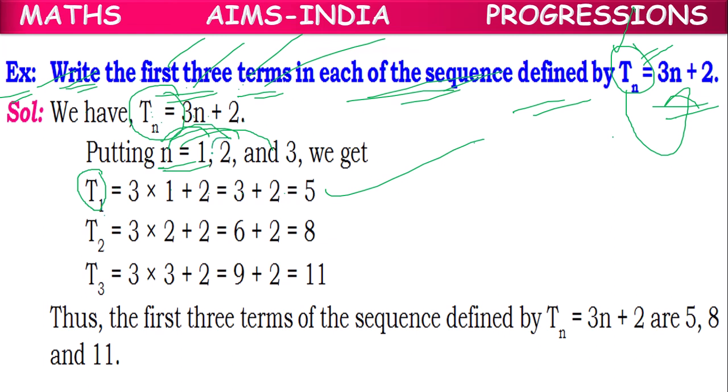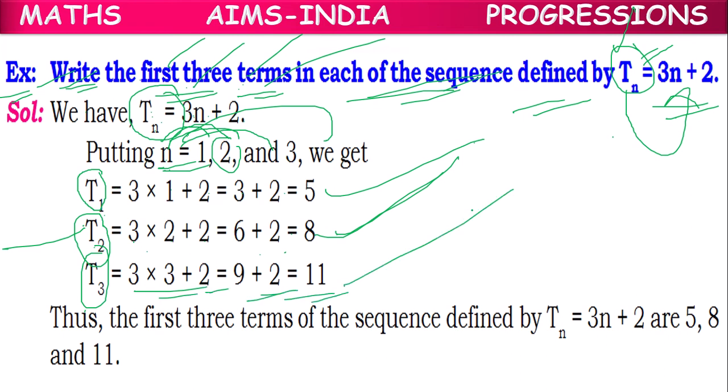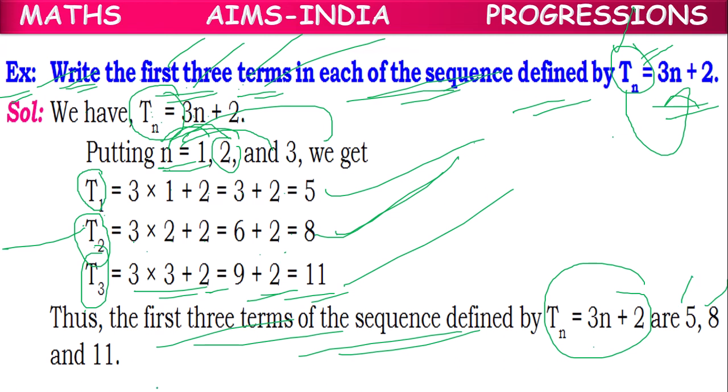If you keep n equal to 2, then the left hand side term will become T2, second term, right hand side term will become 3 into 2 plus 2. 6 plus 2, that is equal to 8. We have got the second term. If you keep n equal to 3, left hand side we will get T3. Right hand side 3 into 3 plus 2, 9 plus 2 equal to 11. So as per the definition of general term, for the given sequence, first three terms will be 5, 8 and 11.